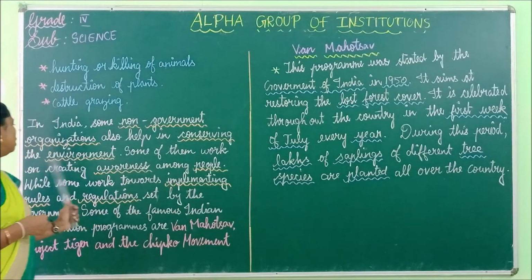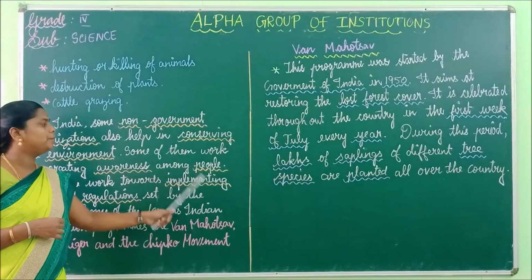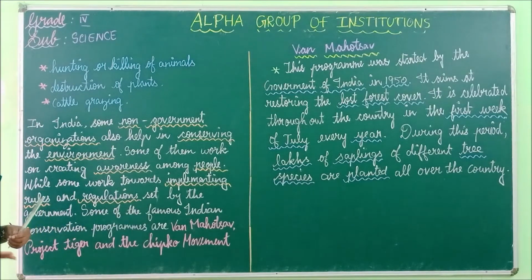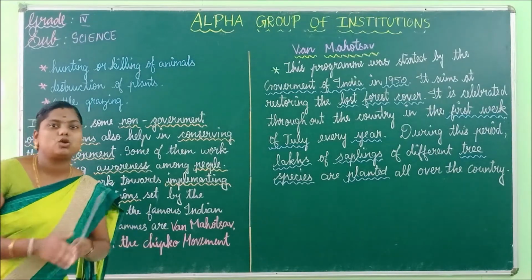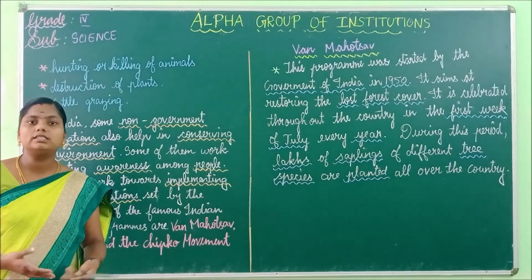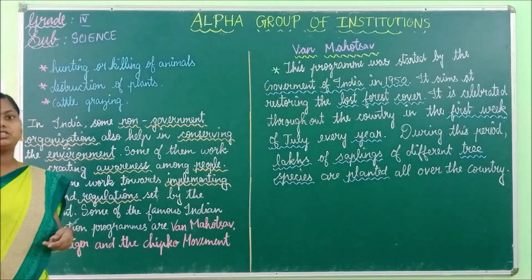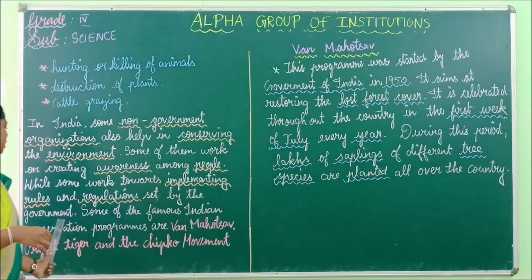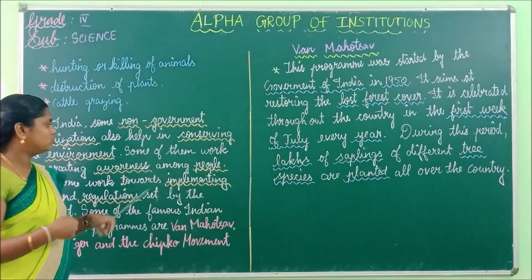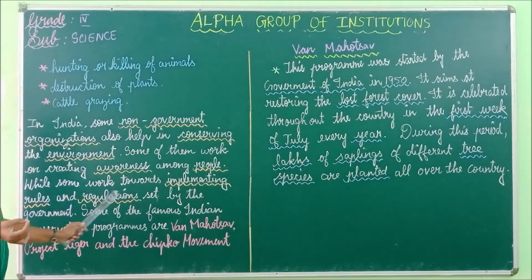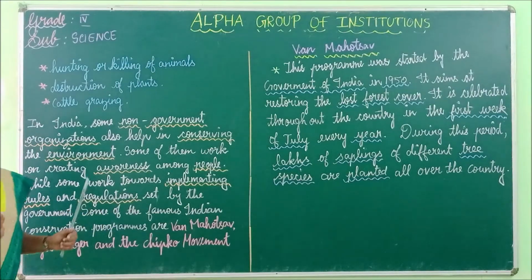Some of them work on creating awareness among people. So some people from that organization are creating awareness that we should not cut these trees, we should not hunt animals. Why? Because this is our natural environment. If it is not there, we cannot survive on this earth. So like that they are creating awareness among the people. While some work towards implementing rules and regulations set by the government. So while some are creating awareness among people, some people are implementing rules and regulations which are set by the government.